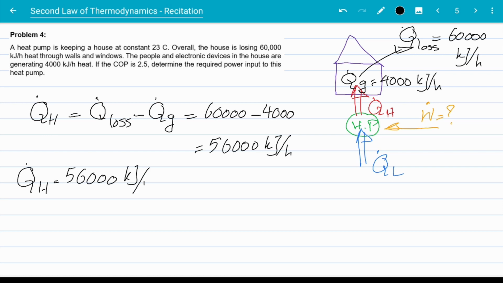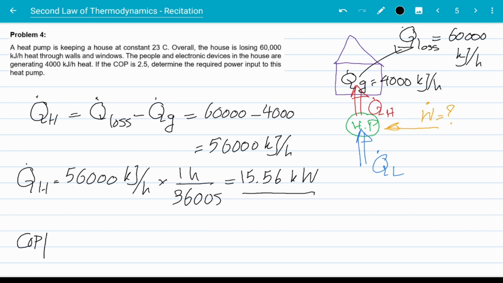Now, kilojoules per hour is not a very useful unit, so Q dot H is 56,000 kilojoules per hour times 1 hour over 3,600 seconds, which will give us 15.56 kilowatts. So the heat pump is producing 15.56 kilowatts worth of power.